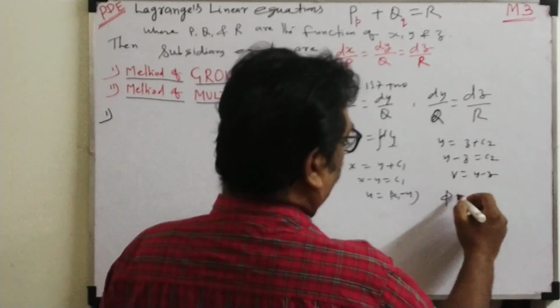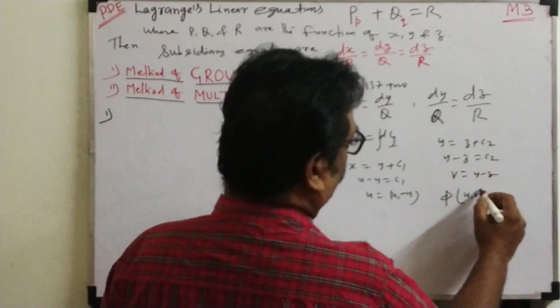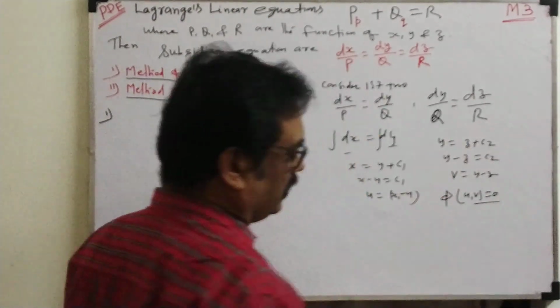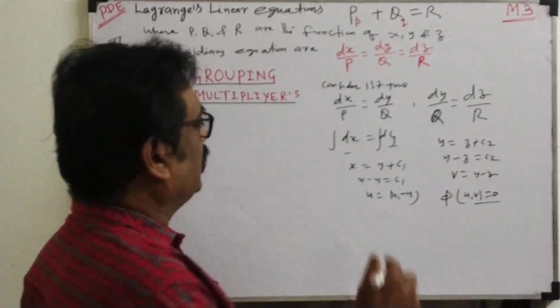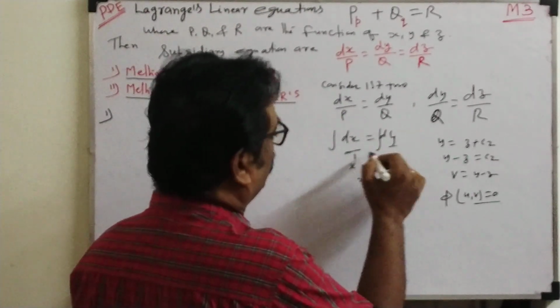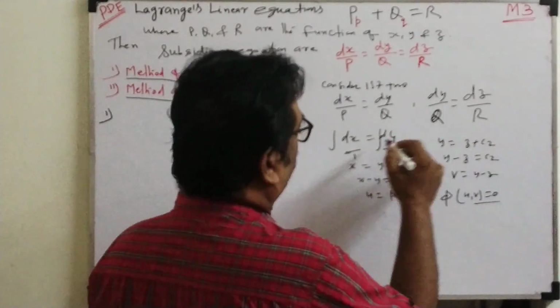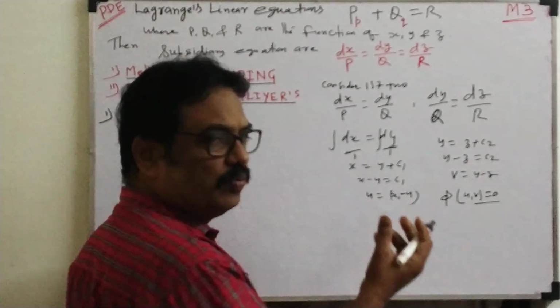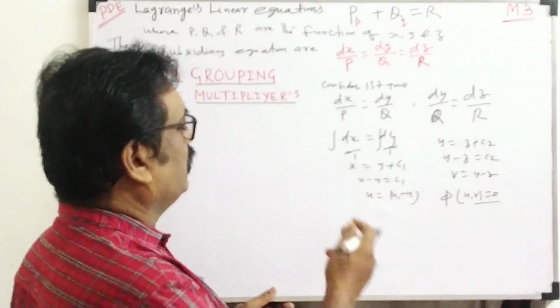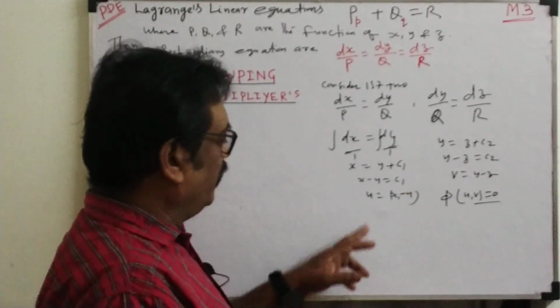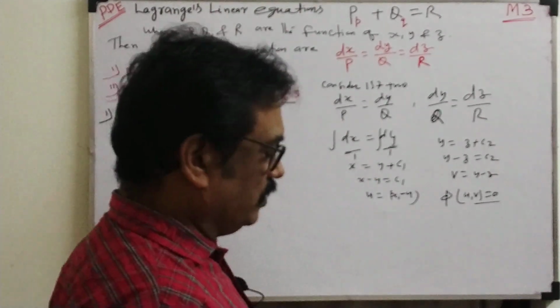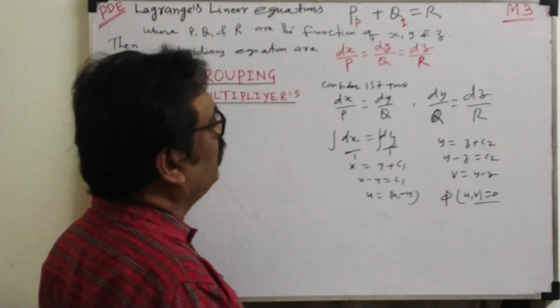So what is our solution? u, v equals 0. This is the method of grouping. That means if the denominator is very small terms, then we can integrate easily and write these terms. This is the form for the method of grouping.